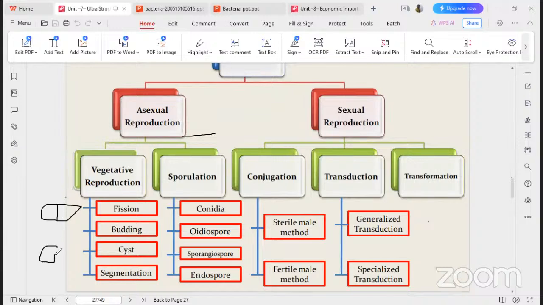And budding, you know the budding in yeast, we have studied, forming buds, and cysts, forming the cyst, and segmentation, that is branch formation. These are all the vegetative types of reproduction in the bacteria. And the sporulation: conidia formation, oidiospores, arthrospores, small minute spores formation, and endospores, spores formed inside the bacteria.